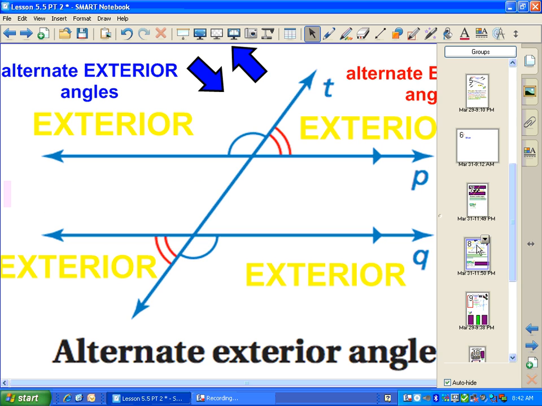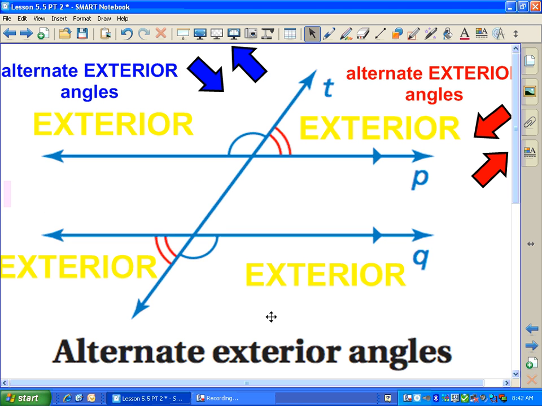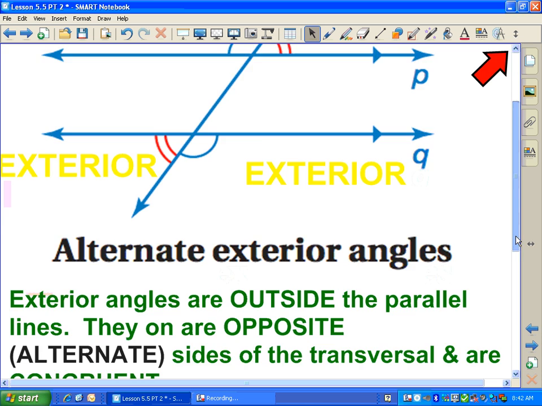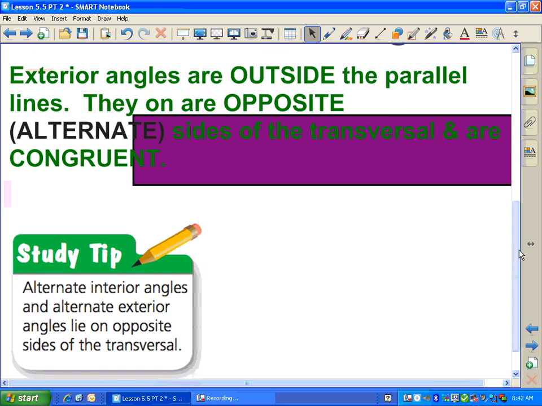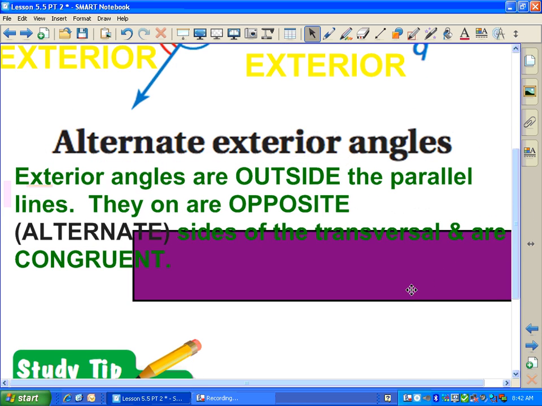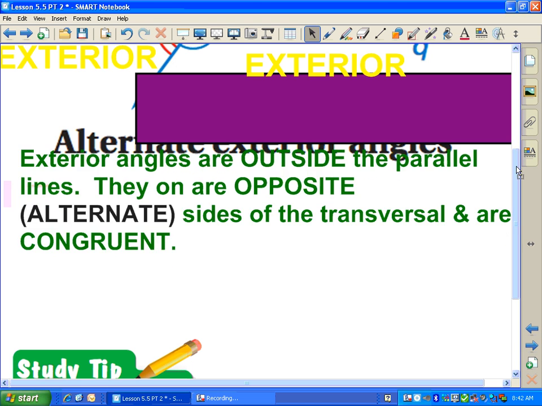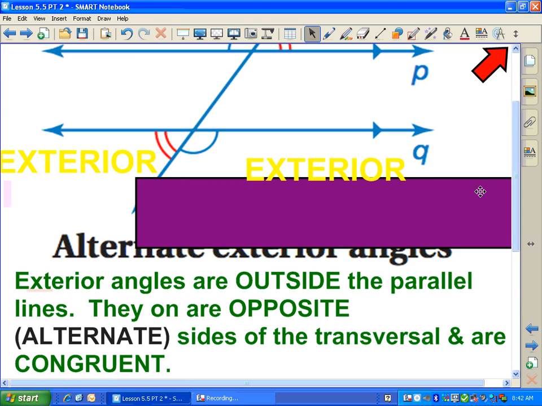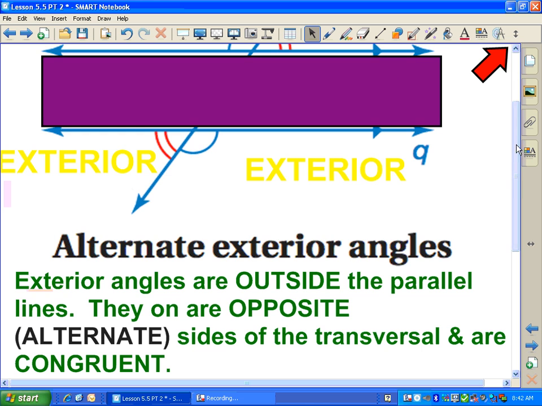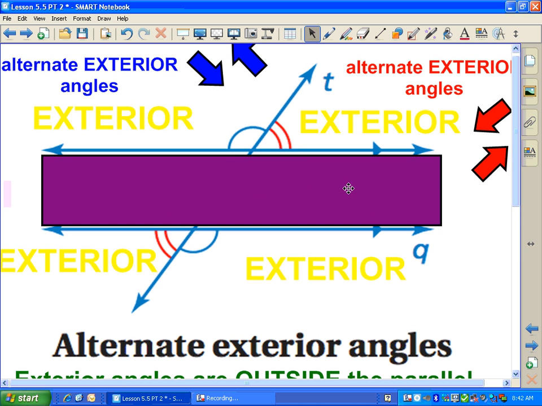Okay. Let's take a look at alternate exterior angles. Same picture except my angles are in a different spot. By definition, these angles that I'm pointing to in blue and red are exterior angles because they lie outside the parallel lines.